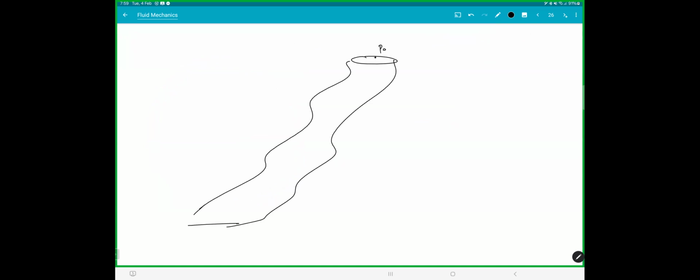And if you ask me the pressure from here to here, the pressure at this point will simply be P naught plus rho GH. It doesn't matter what is the shape of the container. Why? I can prove that to you.